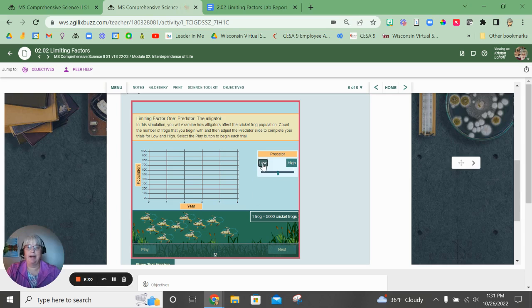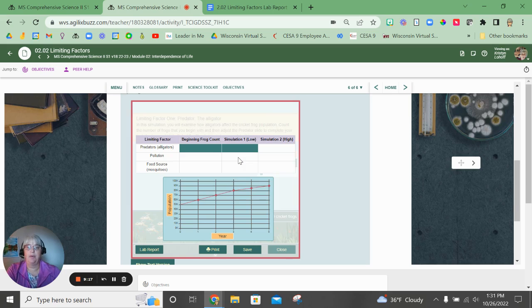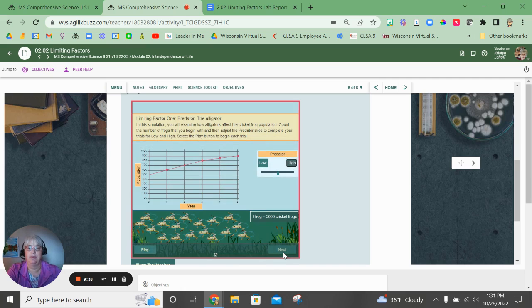All right, now I'd come back and I would select the low. And I want you to watch what happens to the graph because you're going to be describing that. So I'm going to go and see what happens. Oh, it's going up and up and up. So if the predator is low, our cricket frog population increases. So our beginning count was 50,000. And simulation 1, where did it end in 5 years? It ended at 90,000. I'm going to save that and close.